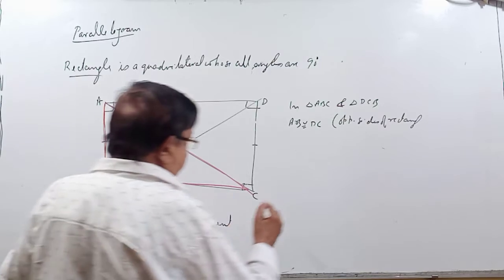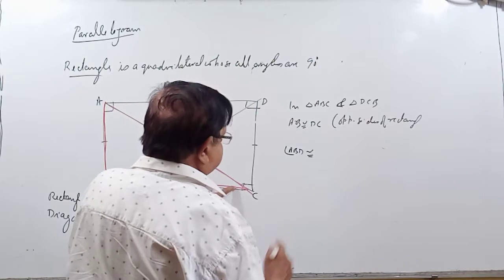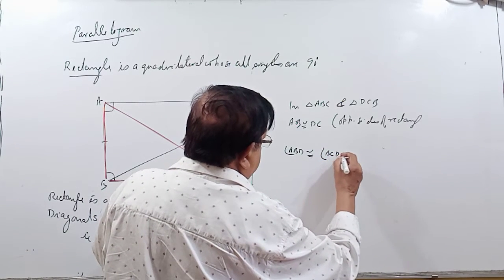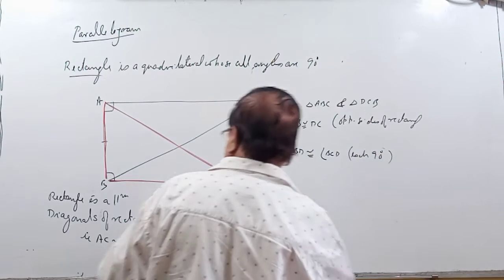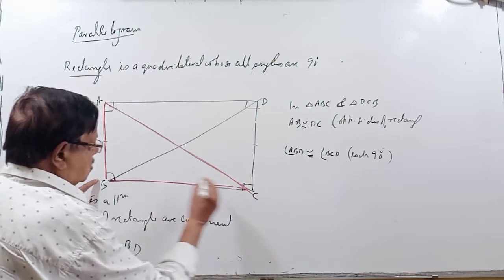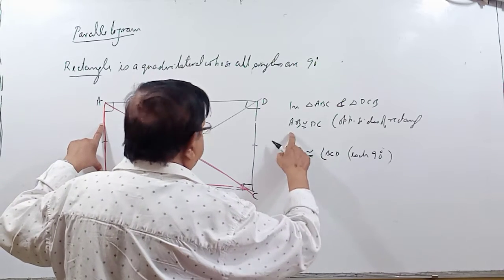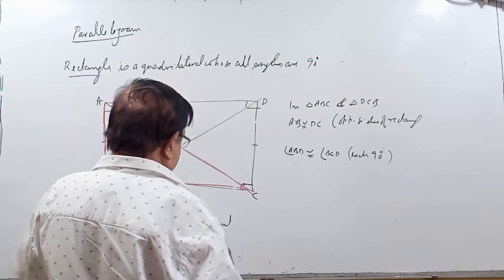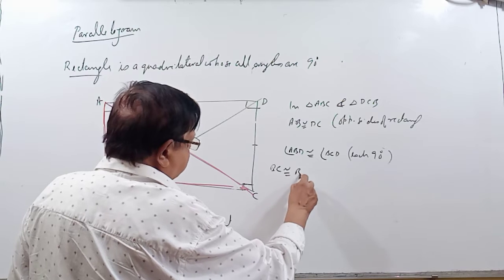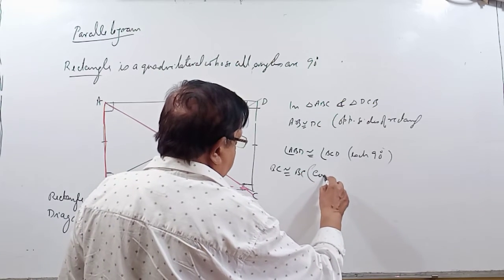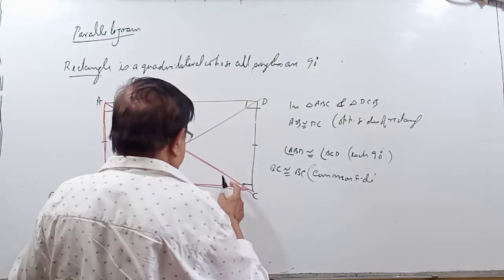Now, angle ABC congruent to angle BCD. Each 90 degrees. This angle is congruent to this angle, each 90 degrees. And AB congruent to DC, already said. And BC congruent to BC. Common side.